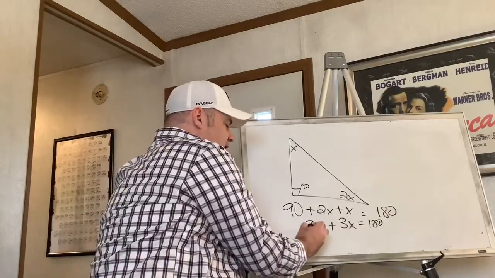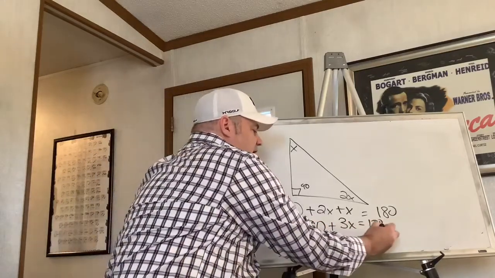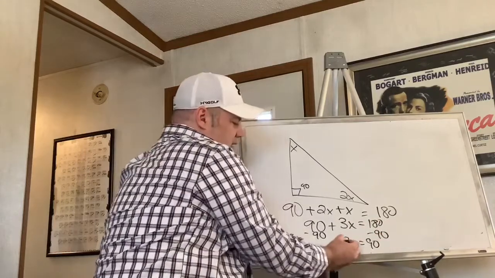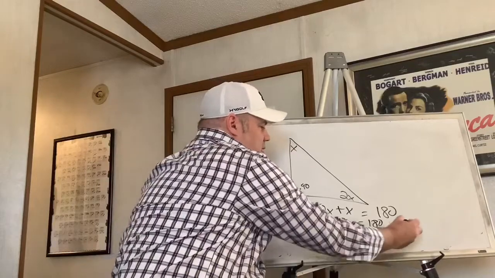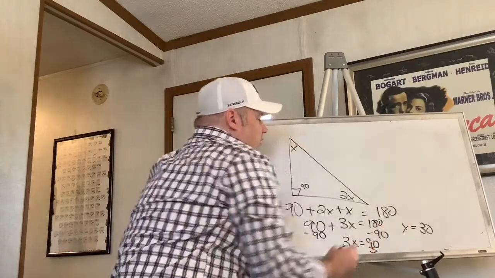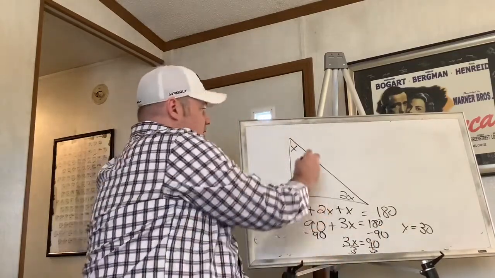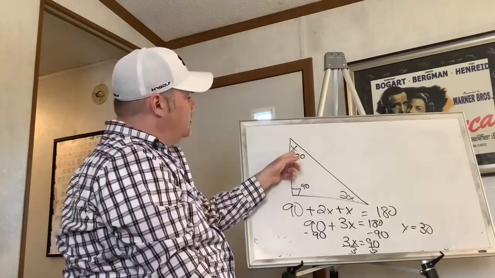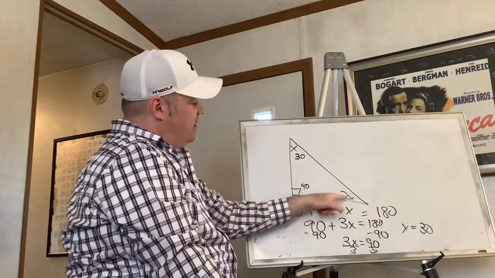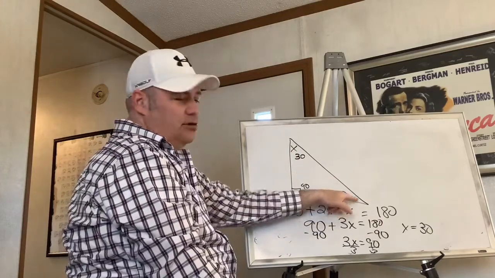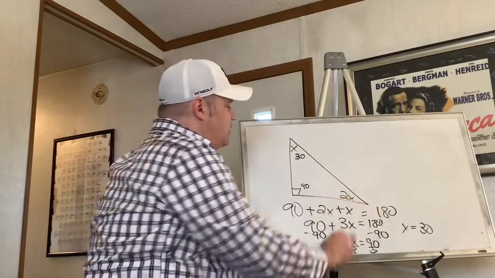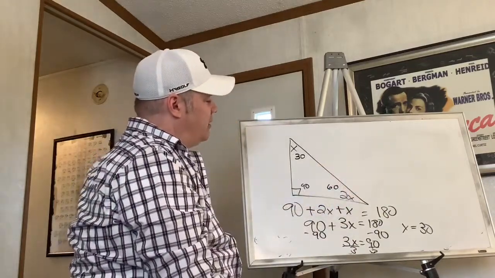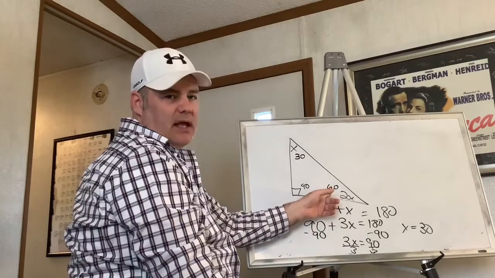So I need to isolate it, which means I can move this 90. Okay, and then I can divide by 3. And x is 30. Which means that this angle is 30 because it's x. So it's the same as x. And this angle is 2x, so 2 times that 30 would make this 60. It's close to looking like it should. This should be a little bit wider, but this would be a 60-degree angle.